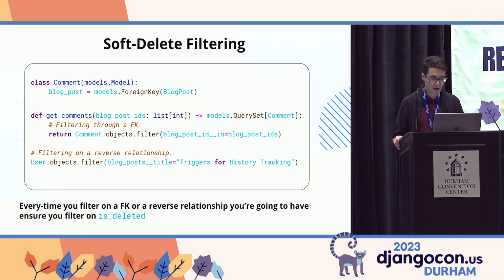And like I was just saying, every single time, whether through a direct foreign key or a reverse relationship, we're actually just going to be including deleted objects here, which is not what we would want, and maybe not what other developers would expect unless there's an established pattern of soft deletes in the code base.